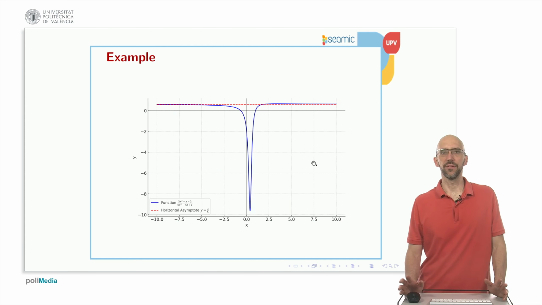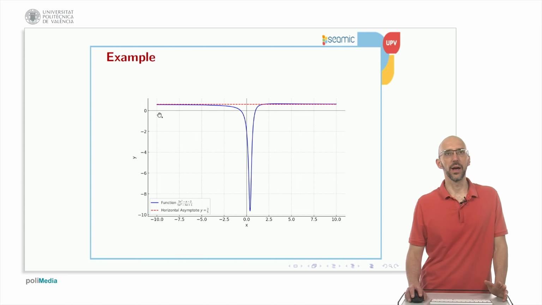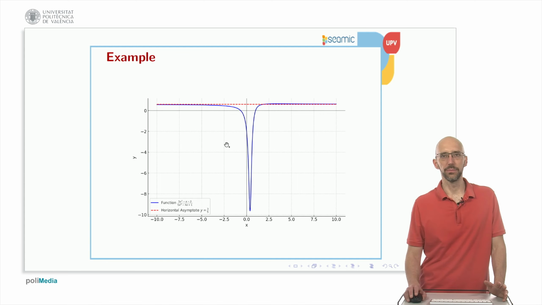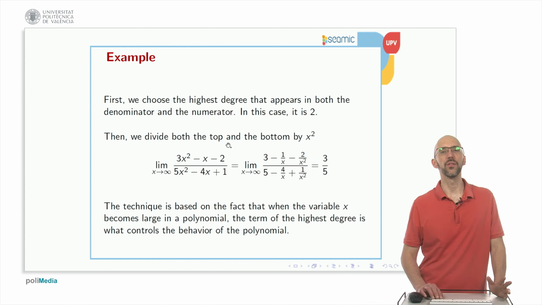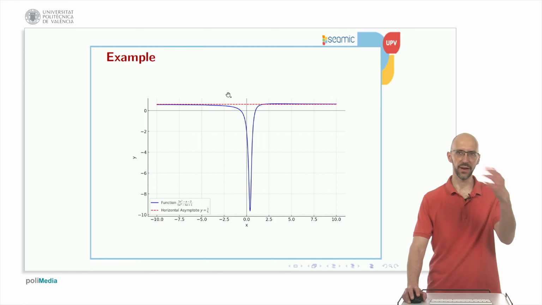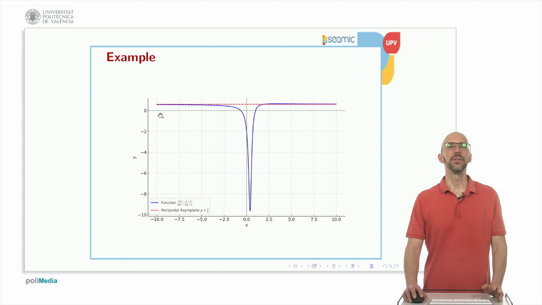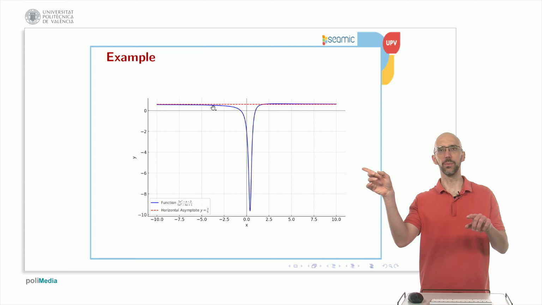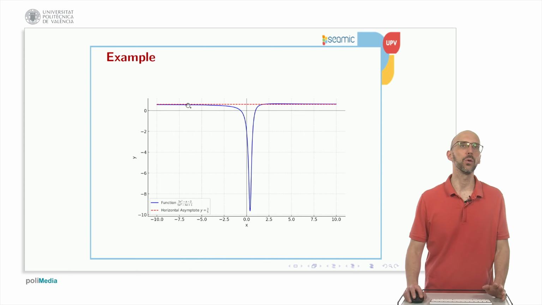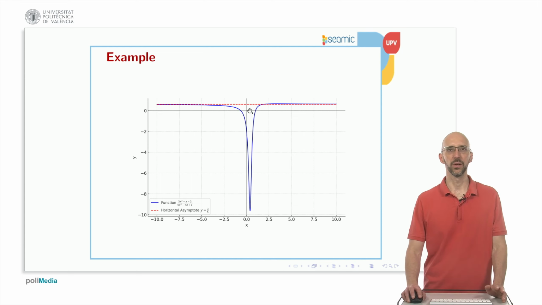Okay, let's plot the function. As you can see, this is y equal, sorry, let me go back 1 second, 3 over 5. I wasn't sure if it was 5 over 3 or 3 over 5. Okay, so this is 3 over 5, this is the horizontal asymptote, and when we tend to plus infinity or minus infinity, the function approaches this horizontal asymptote. Okay, so this is the situation we had before.